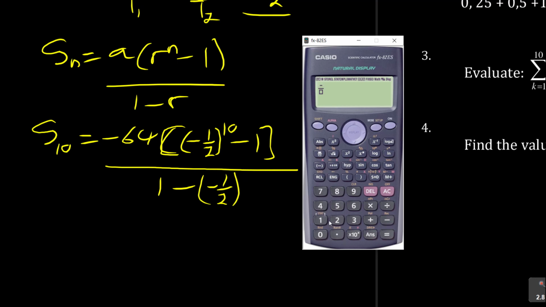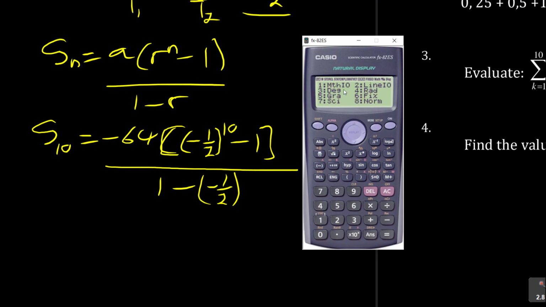So we have negative 64, bracket, it's again negative half, be careful there, and then to the power 10, and then minus 1, then close that bracket, over 1 minus bracket negative half. You just have to be sensitive here. That's where students get penalized because of errors. The answer is 42.625, which to 2 decimal places is 42.63.